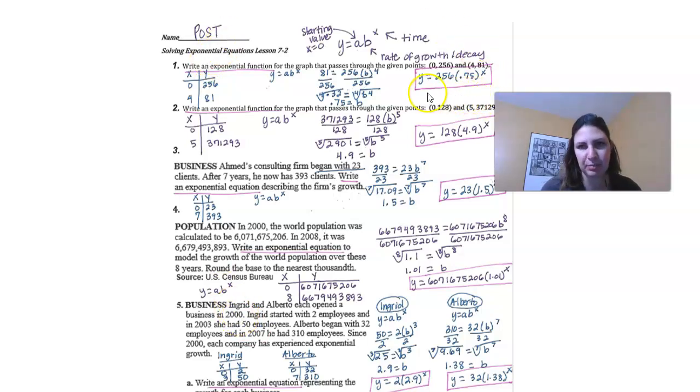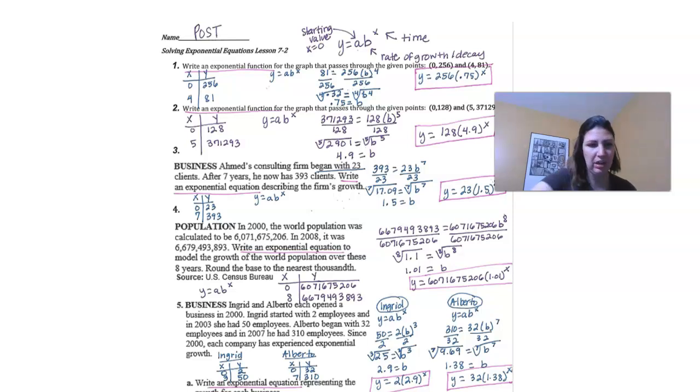For example, with number one, we know that you have two coordinates, 0 and 256, 4 and 81. Always start with 0. 0 is always your starting amount. So at 0, we started with 256, and then it jumped to 4 and 81. It's always x comma y. You can see that it's going from 256 to 81. Yesterday morning a student said, Miss Post, the numbers are going down. It's not increasing. And that's exactly right.